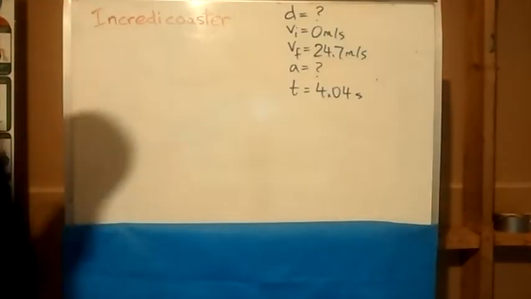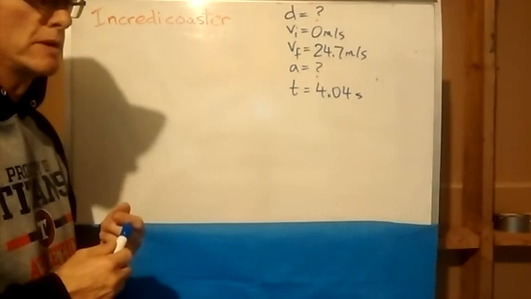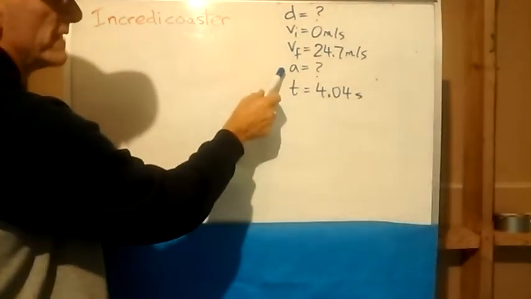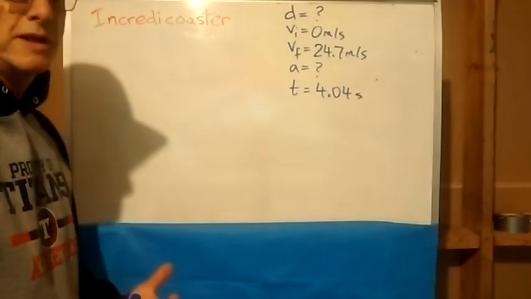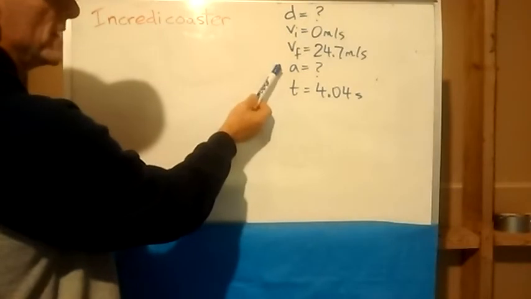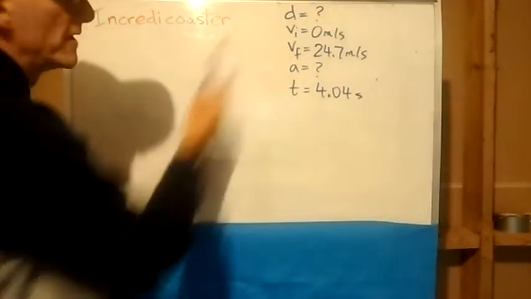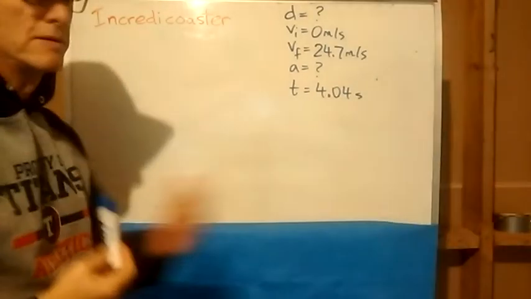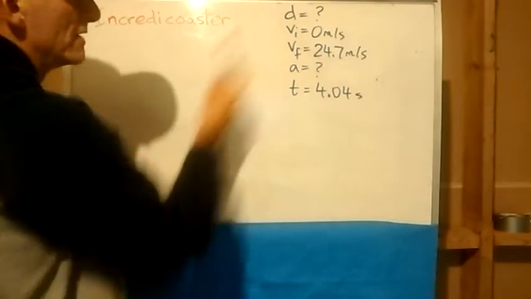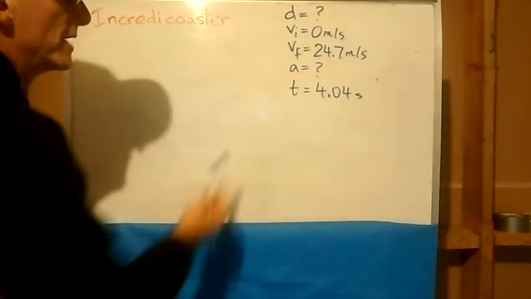What I want to do is read through the word problem of the question and then figure out, of the 5 variables in kinematics, the d, vi, vf, a, and t, what are you given and then what do you need to find? They said that we needed to find out the acceleration, so we know that's a question mark. They also said we needed to find out what the distance was that the roller coaster went down the track as it was accelerating, so we need to find that too. Hopefully we have the other 3 variables, and we do.